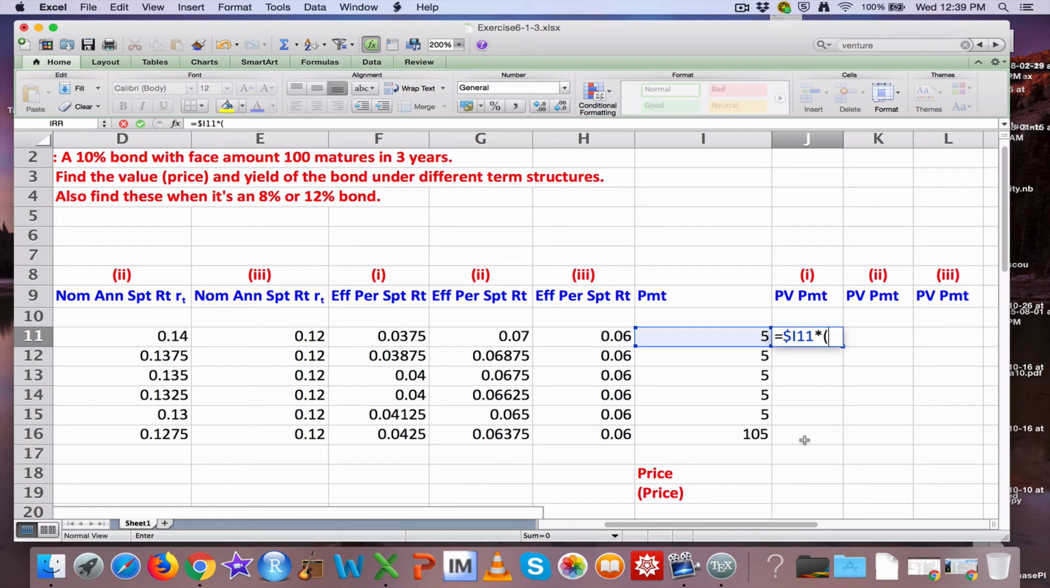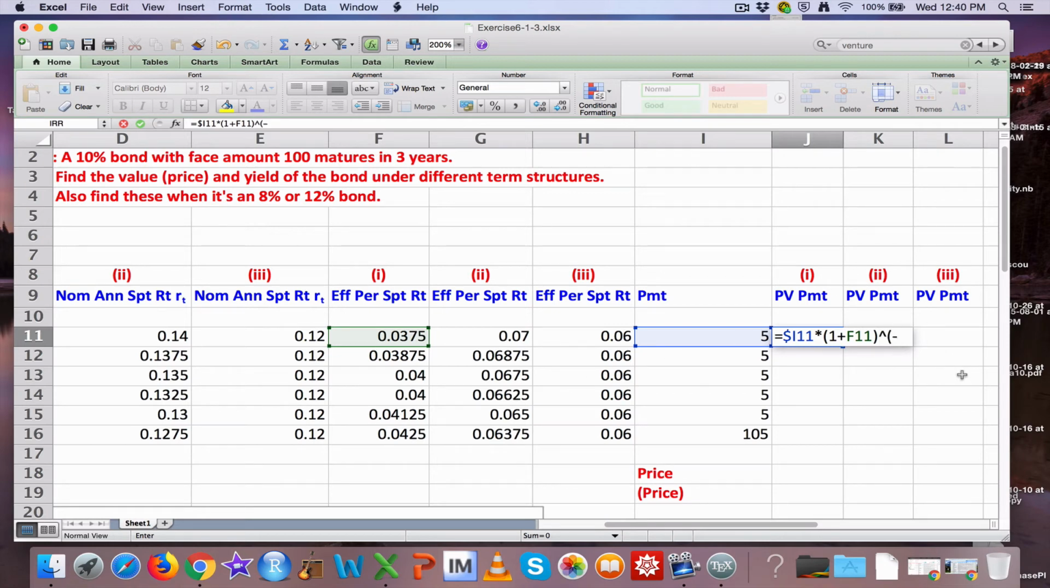Okay? I'm continuing my formula. Times, in parentheses, 1 plus what? 1 plus the effective periodic semi-annual spot rate to the negative power where the negative is in front of the number of periods. Now, I want these spot rates to change both as I go down and as I go to the right. So I do not want a dollar sign at all with the F11. Okay, because I want both. I want the 11 to change as I go down. I want the F to change as I go to the right, so that I can use what's in columns G and H as well for columns K and L.